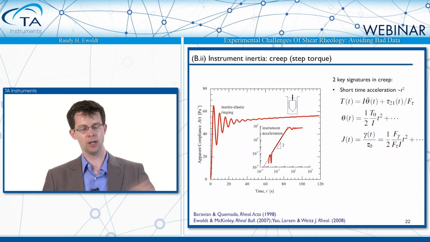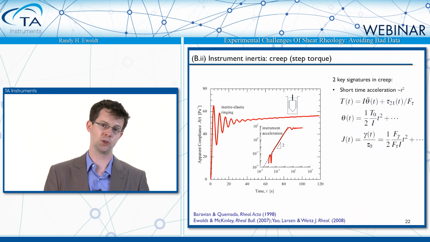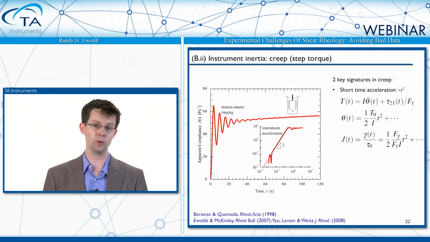If you're measuring creep compliance of soft materials, especially biological gels, biological materials, don't interpret anything in that initial squared region as anything elastic or viscous. It's not a real material response. It's just the instrument response to accelerate.